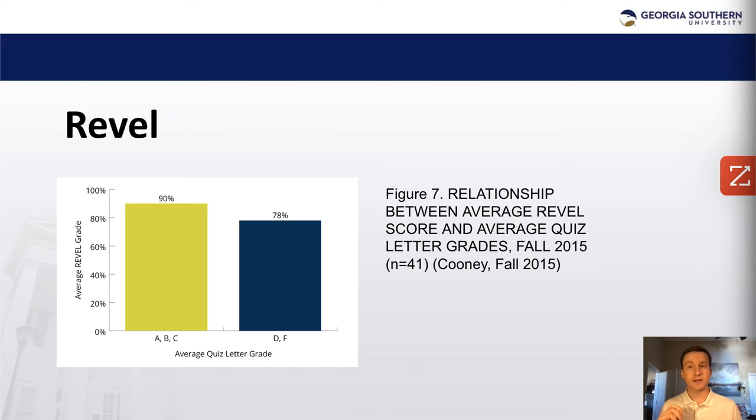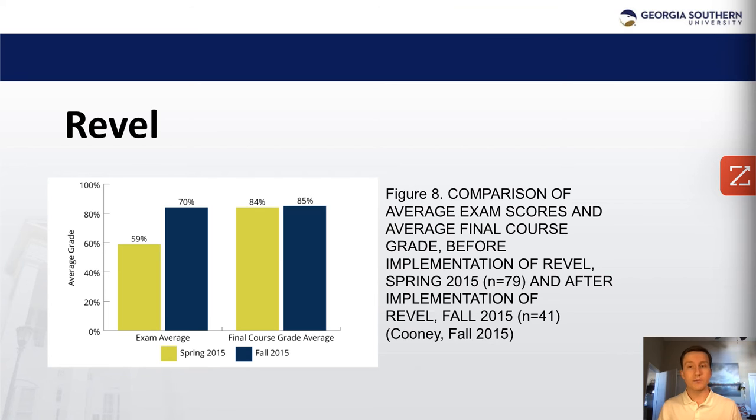Figure 7 shows that the higher the average Revel grade, the higher the average Quizletter grade, at least a 22% increase. And Figure 8 shows that the average exam grade increased from 59% to 70% from spring of 2015 to fall of 2015 for students who used Revel.